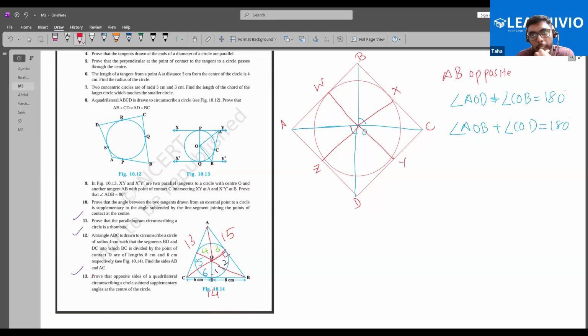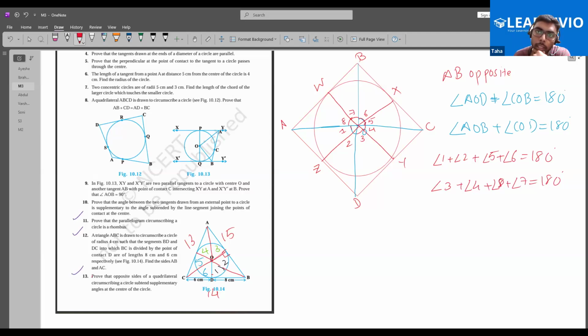Okay, let us first name the angles 1, 2, 3, 4, 5, 6, 7, 8. We need to prove that angle 1 plus angle 2 plus angle 5 plus angle 6 is equal to 180 degrees. And then we need to prove angle 3 plus angle 4 plus angle 8 plus angle 7 is equal to 180 degrees. Okay, this is what we need to prove.